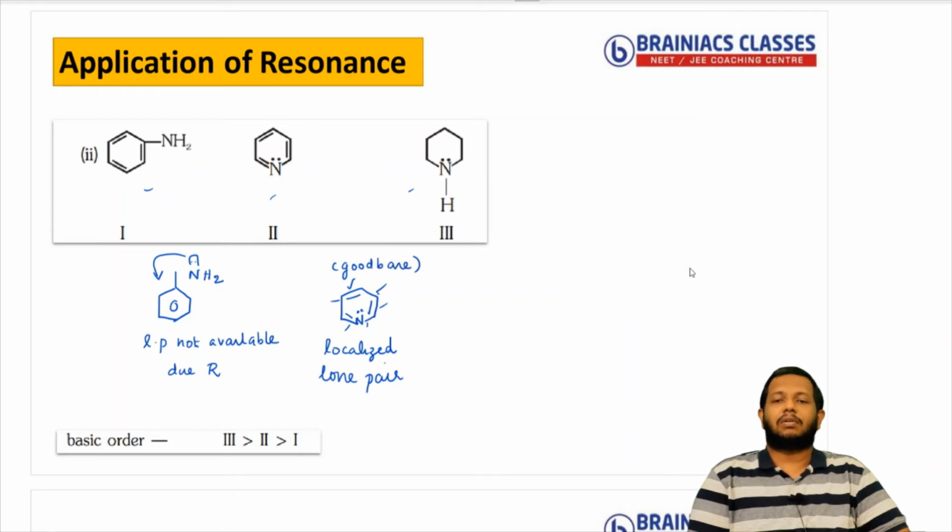Now looking at the third one, you can see here. Again, nitrogen is a part of the ring. And you have a hydrogen atom.